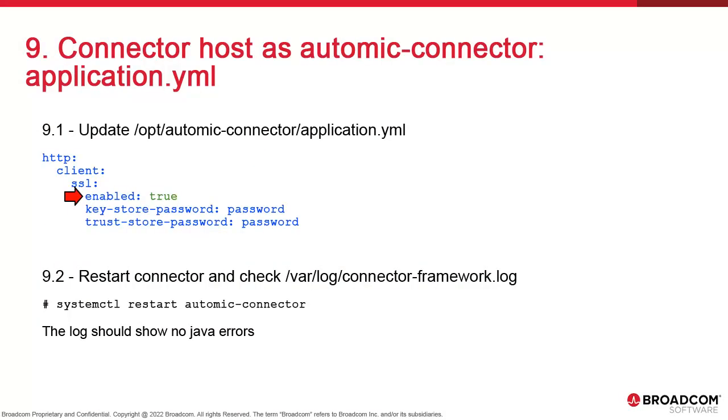Next, we have to activate SSL in application.yaml. The file belongs to the connector user, and so we edit it as that user. We update the file and look for the SSL string, which we set to true. We restart the connector and check the log. There should be no errors.